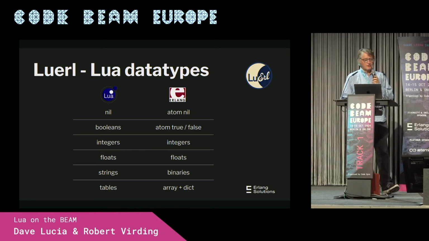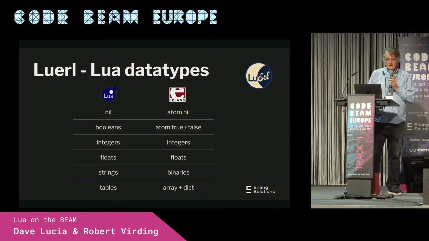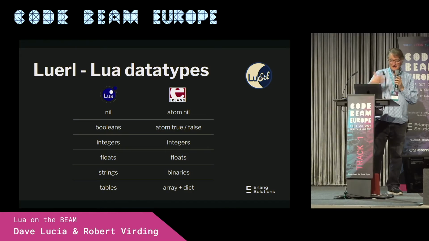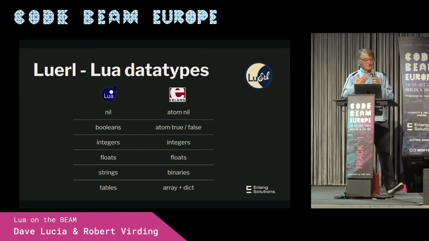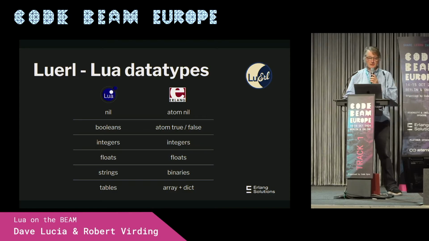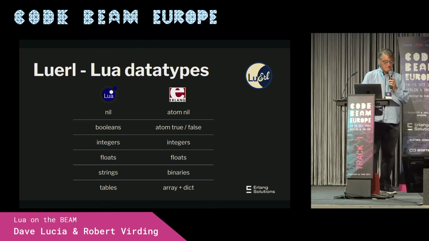It has very few different types of data. It's got nil, which means basically nothing. It's got booleans, integers, floats, strings, and tables, and that's it. So if you want to have structures, you put them in tables. It doesn't have things like lists. Well, you can implement them using tables and interpret them as a list, but it doesn't have it.